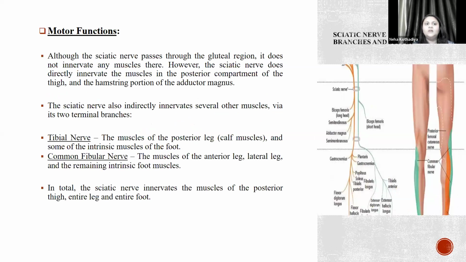Motor functions. Although the sciatic nerve passes through the gluteal region, it does not innervate any muscle there. The sciatic nerve does not directly innervate the muscles in the posterior compartment of the thigh.